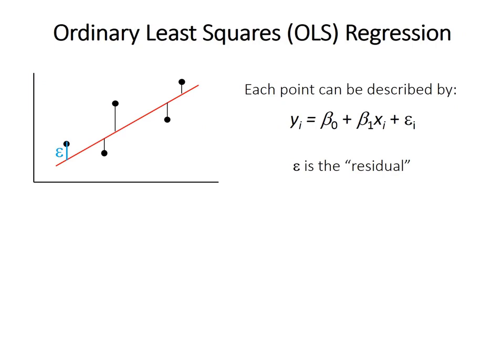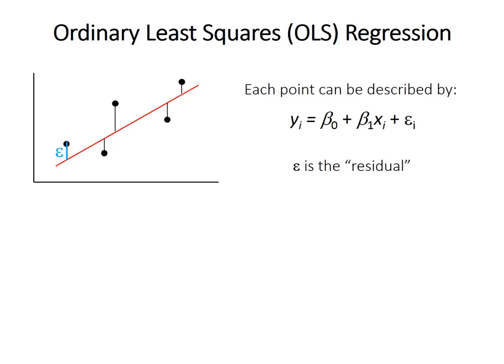So if we're doing linear regression, and if we're fitting a best fit line to a group of points, the y-coordinate of each point can be described by this formula here. Beta 0, the first term, is the intercept, and beta 1 is the slope of the line. Remember that x is our independent variable, so we're treating it as sort of known, but we want to predict how x, or determine how x controls the dependent variable y.